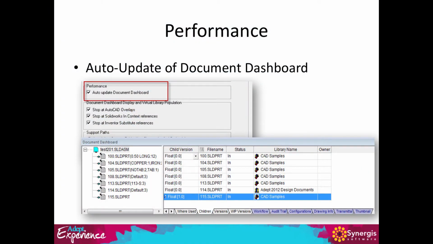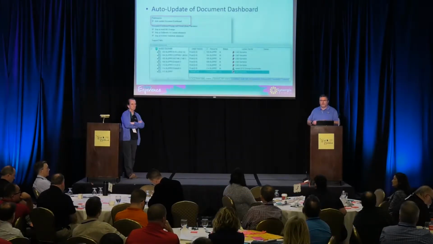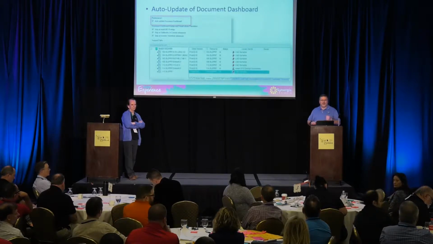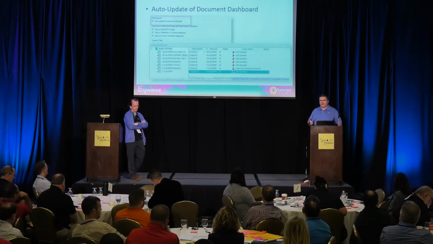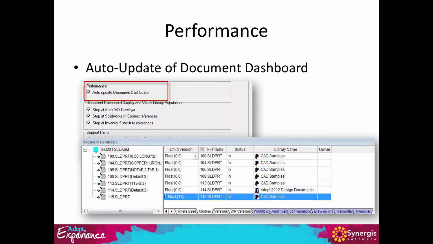Performance. Auto update at document dashboard. Does anyone here deal with really large assemblies? If you do, you may notice when you go to select, I am one of those people that visually selects files every time I'm looking at them, even though they're all on the same screen. I have to pick it to see if that's the one I want. Every time you pick it, it loads the relationship browser, or the document dashboard, sorry, new terminology. It loads the document dashboard for the relationship tree and the information that's in there.